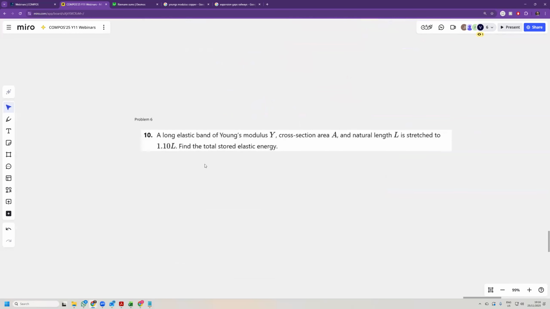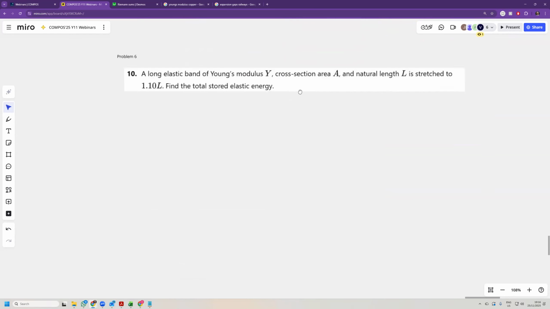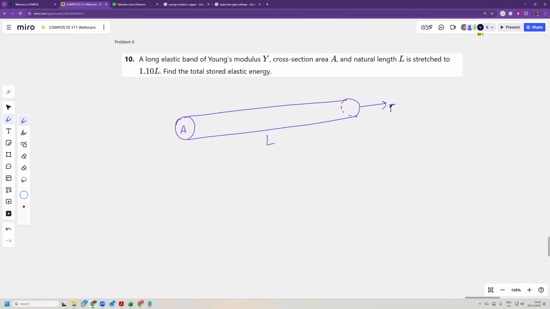Right. Now, number 6. A long elastic band of Young's modulus Y, cross-sectional area A, natural length L is stretched to 1.1 L. Find the total stored elastic energy. Okay, so we have an elastic band with cross-sectional area A and natural length L, and you stretch it with a force, and it becomes longer by 0.1 L, because it's stretched to 1.1 L.